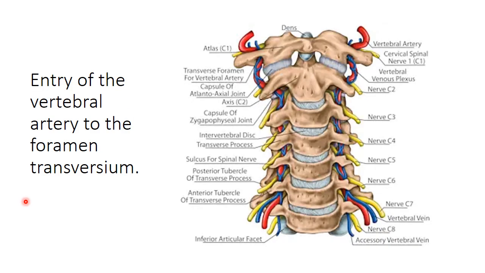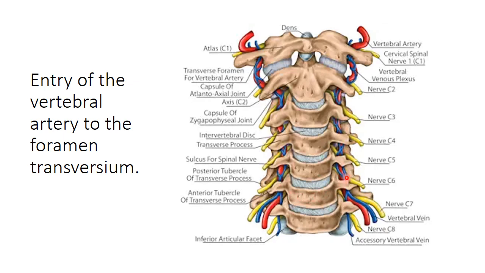Let us study the structures seen at the level of the C6 cervical vertebra. This is the anterior view of the cervical vertebrae starting from the atlas. That's the anterior arch of the atlas. That's the axis. That's the dens of the axis behind the anterior arch of the atlas. So this is 3, 4, 5, and there you have your sixth cervical vertebra. So the body of the sixth cervical vertebra is seen here.